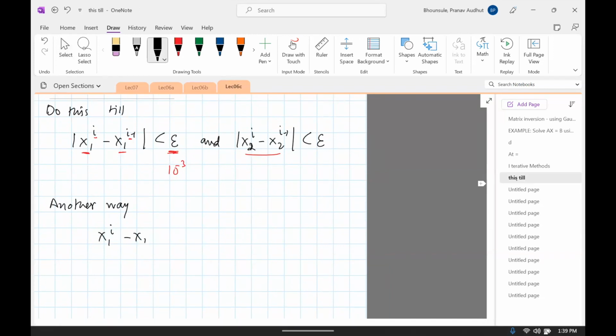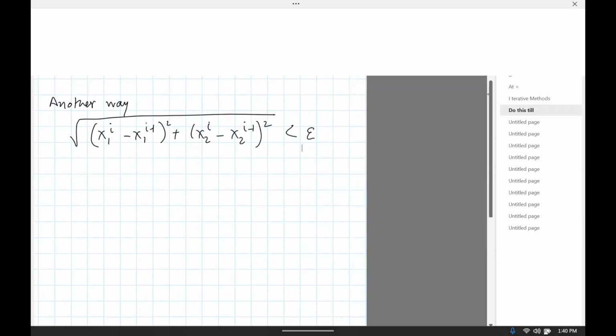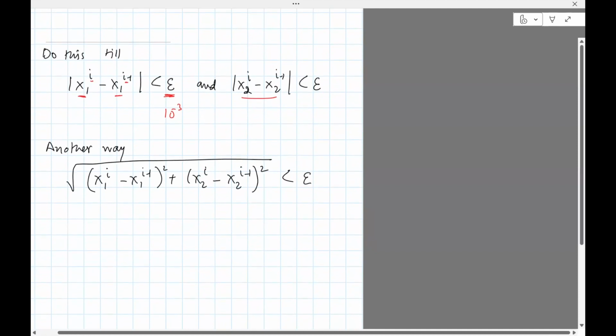x1^i, that's one way of combining, but you could come up with various other ways to combine. So this epsilon is a user-defined tolerance.